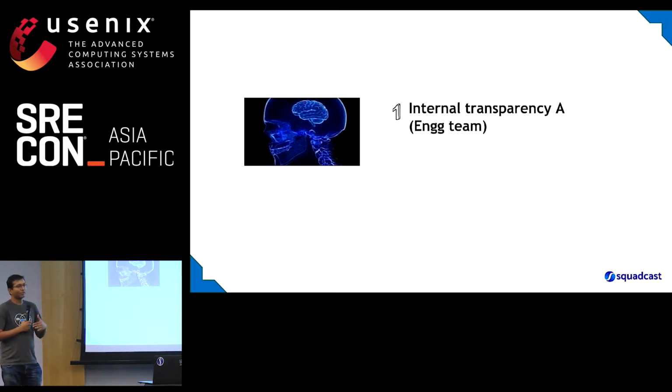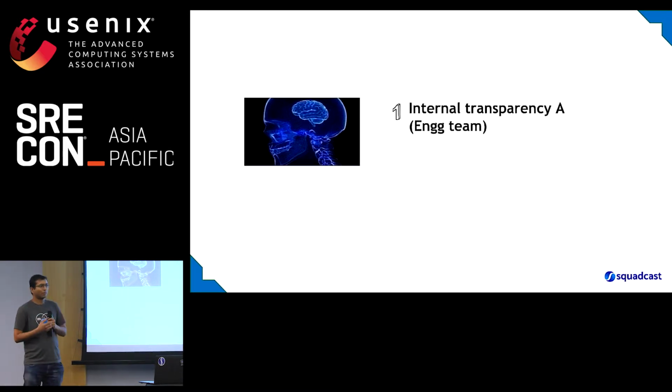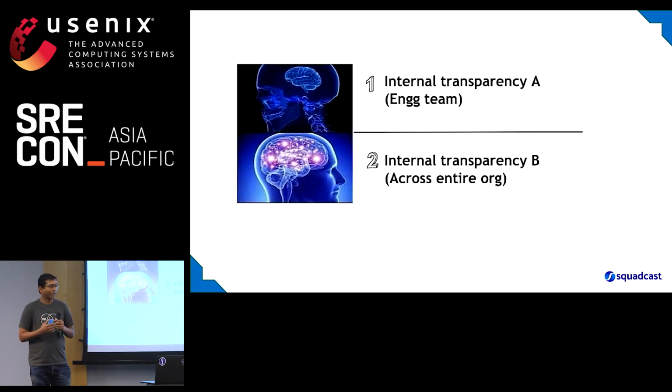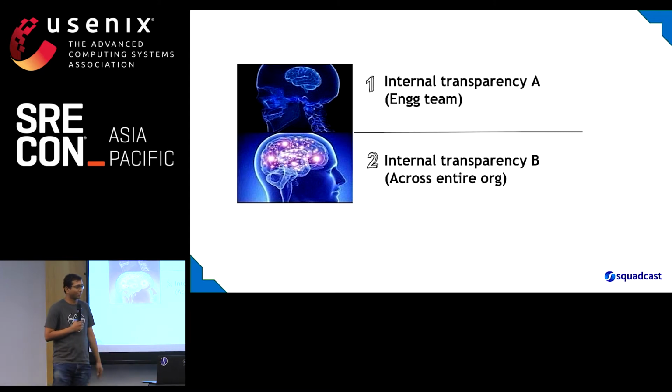So there are really 4 levels of transparency that you can think about. The first level of transparency is internal. For the engineering team, you have status pages that are gated just for the engineering team. The next level of internal transparency is across the entire org: product teams, business teams. You have SLOs that your business teams are supposed to understand.